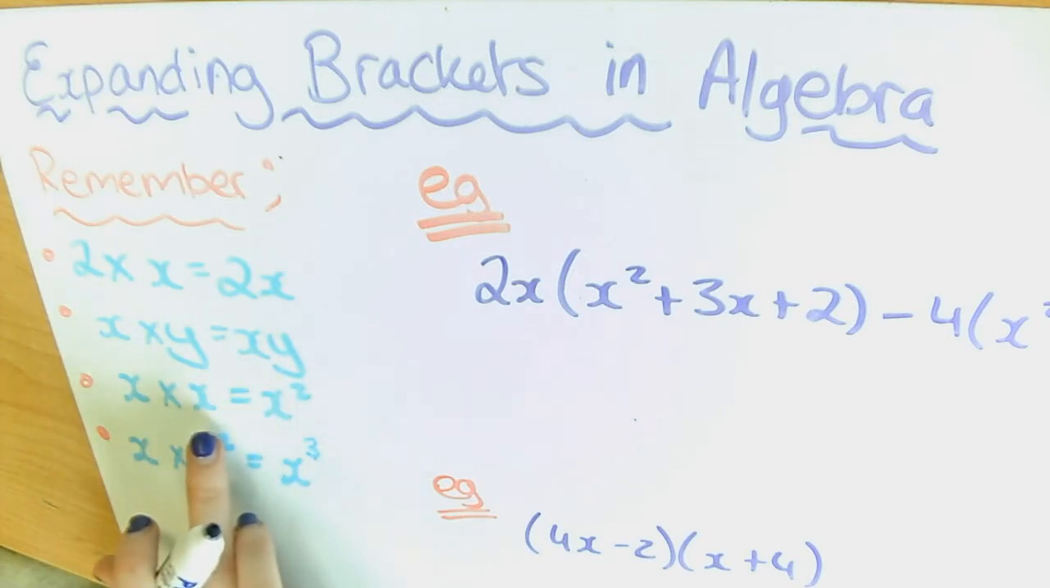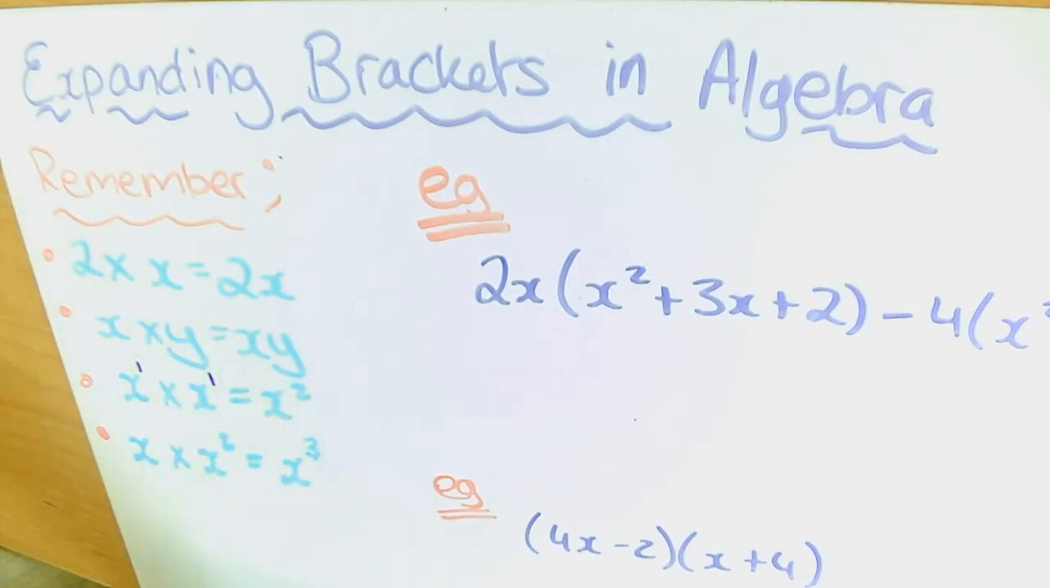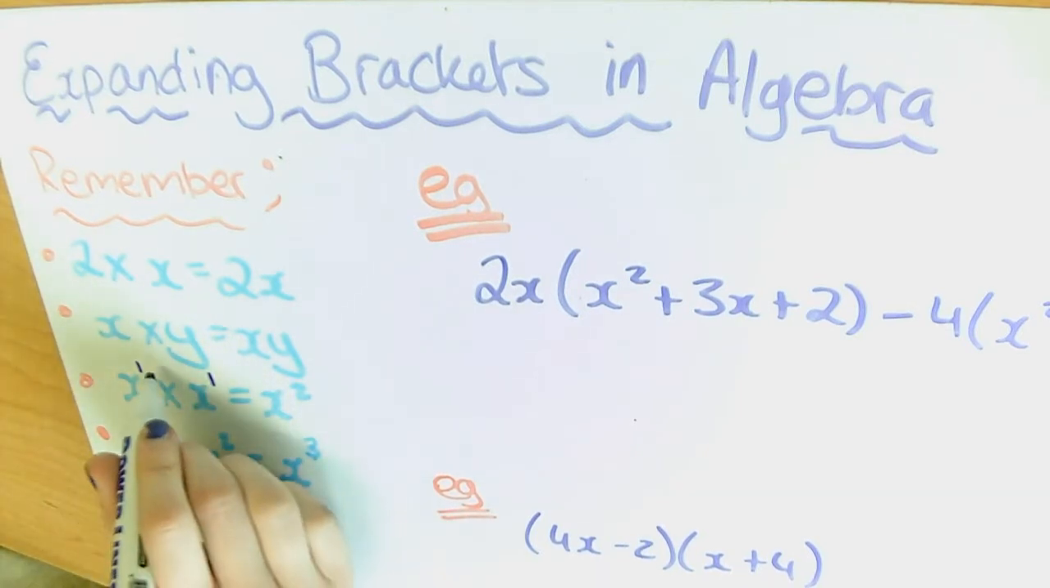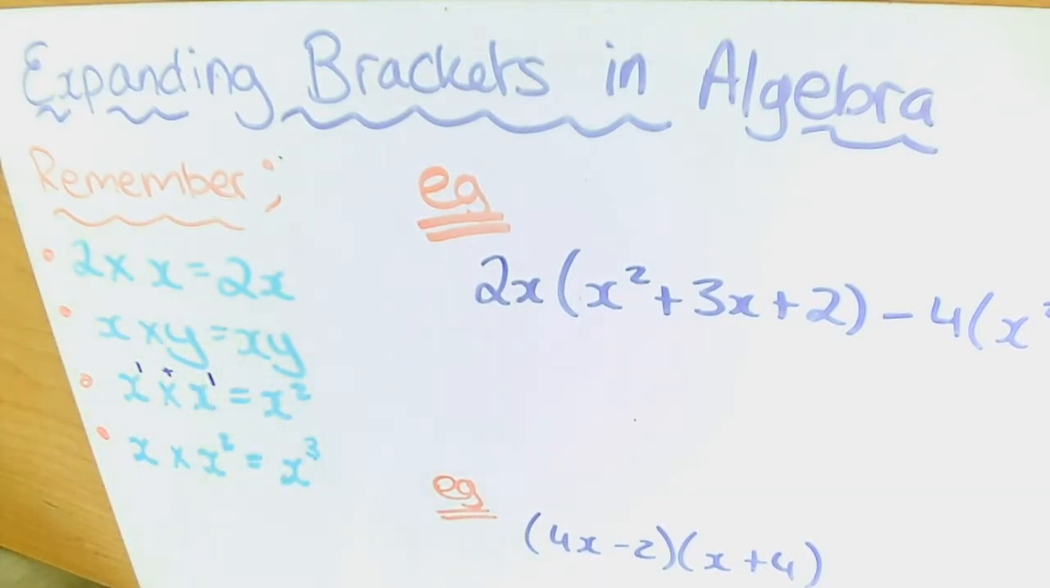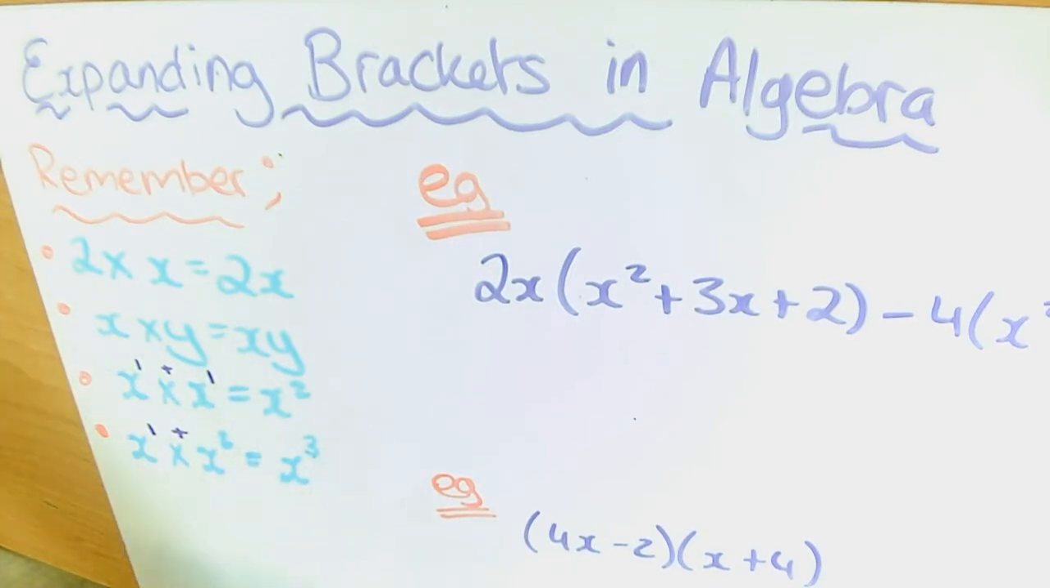When we have x by x, remember, x by x is like having x to the power of 1 by x to the power of 1, and we add our 2 powers, which is why I get x to the power of 2. When I have x times x squared, that's like having x to the power of 1 times x to the power of 2, so when we add them together we get x cubed.